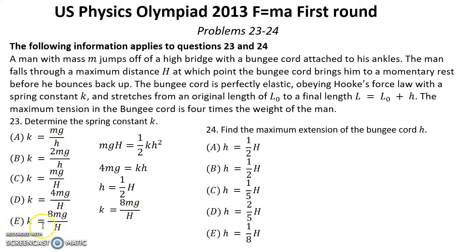Let's check the answers. Answer E is good. Answer D is twice less. Answer C is 8 times less. Answer B is 2 times less. And answer A is 4 times less. So the correct answer is E. For question 24, we already found the answer, that small h equals 1/2 big H, which is answer A.